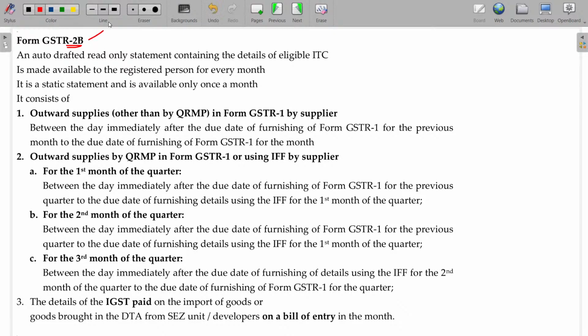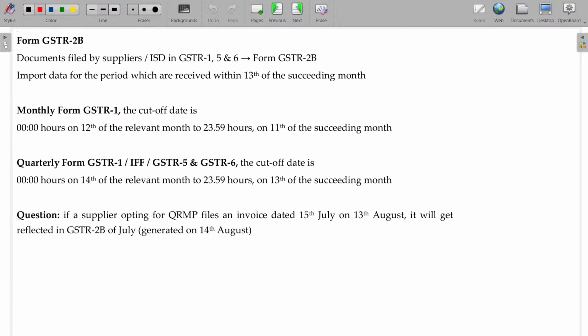Now, let's see GSTR 2B. What about GSTR 2B? This is the IFF case. Outward supplies other than QRMP are furnished in form GSTR 1. In case of the QRMP scheme, he has to use IFF for the first month and second month of the quarter. In the third month, he has to file the GSTR 1. Clear?